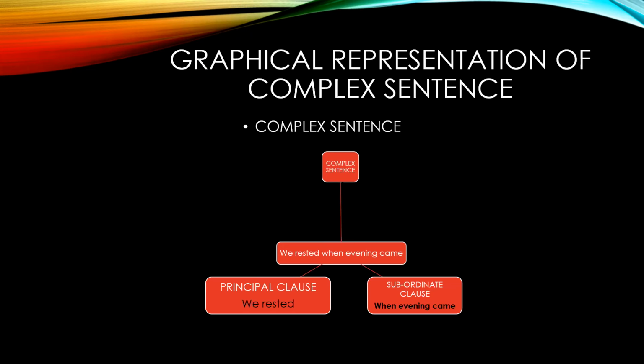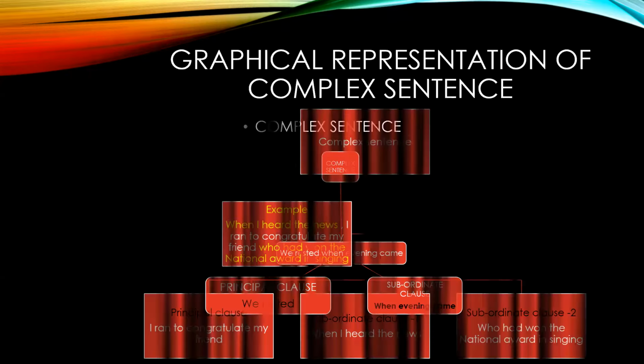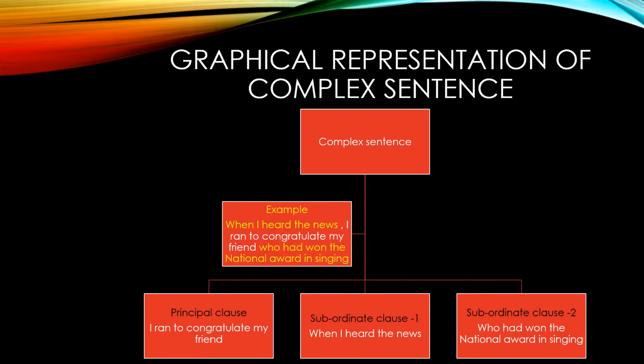Let's look at the graphical representation of the complex sentence. We rested when evening came. Here, we rested is the principal clause and when evening came is the subordinate clause, because it is depending on when they rested. Now look at another graphical representation of a complex sentence. When I heard the news, I ran to congratulate my friend who had won the national award in singing. It's a big complex sentence. If you divide it and see, the principal clause is I ran to congratulate my friend. Independent it is.